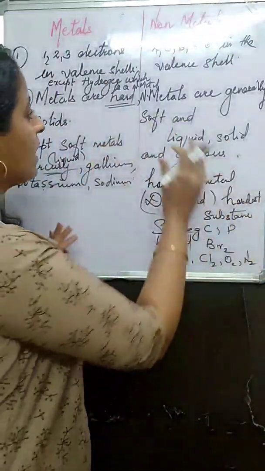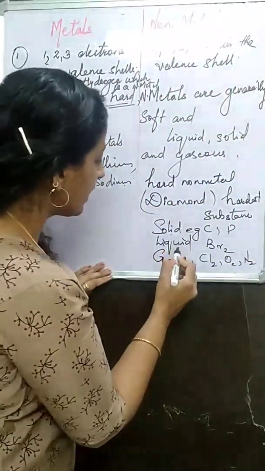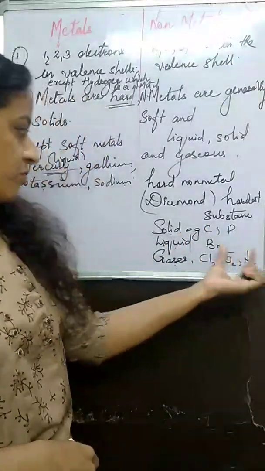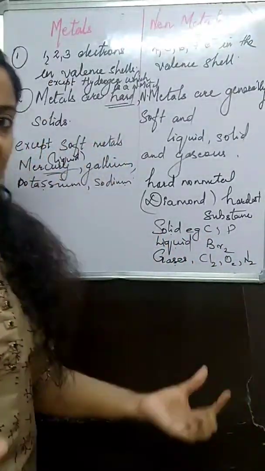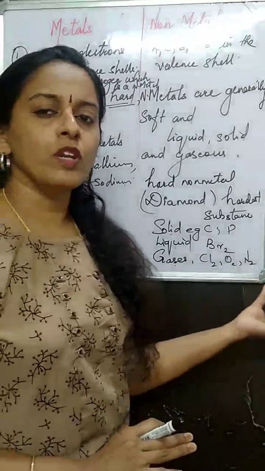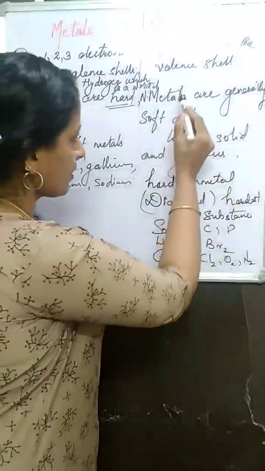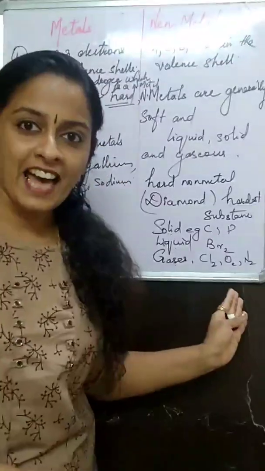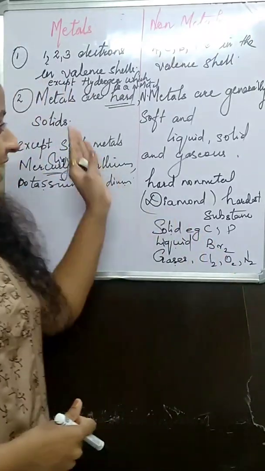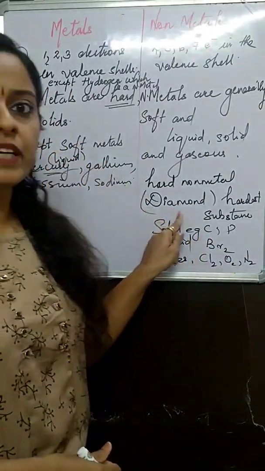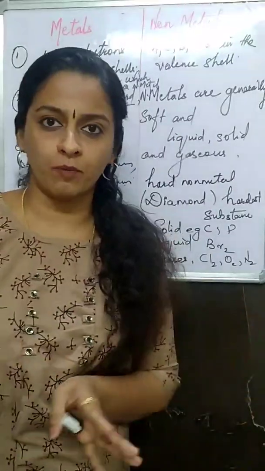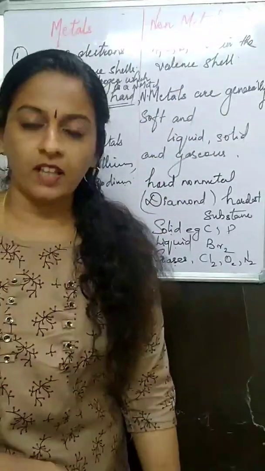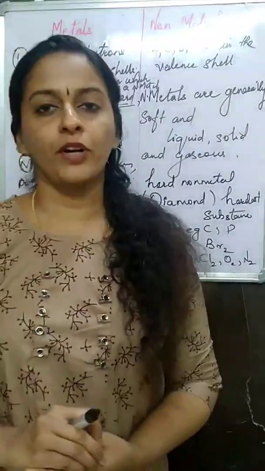Now, what about non-metals? Non-metals are in solid, liquid and gaseous form. Examples I gave you: for solid, carbon, phosphorus. Liquid, only bromine is a non-metal in liquid form. Gaseous form: chlorine, oxygen, nitrogen. Then, talking about softness, non-metals are generally soft because most of them are gases. They are soft except diamond, which is the hardest known substance. So that is an exception for non-metals. Now let us discuss the further points of distinction.